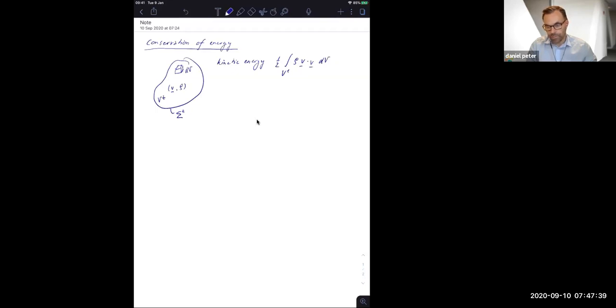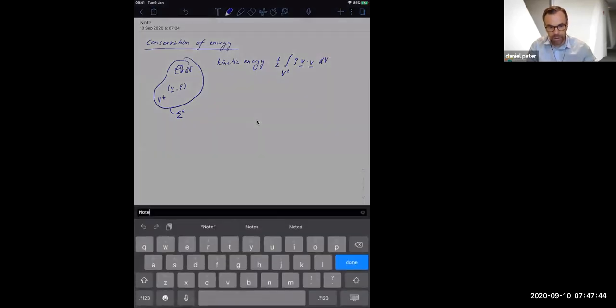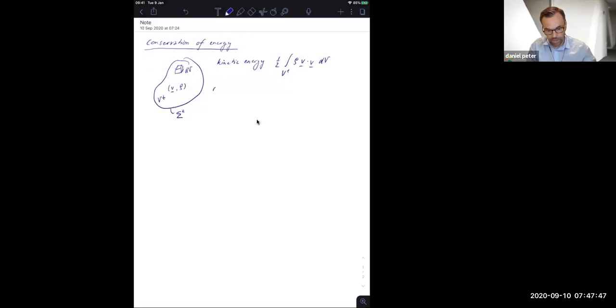Good, and then what we're interested in is the rate of change of kinetic energy. So again, the rate of change, and the time derivative of this quantity, of the kinetic energy. I'll take the 1/2 inside. Good. We saw rate of change of mass, rate of change of momentum, rate of change of kinetic energy is exactly the same as the time derivative of the kinetic energy.